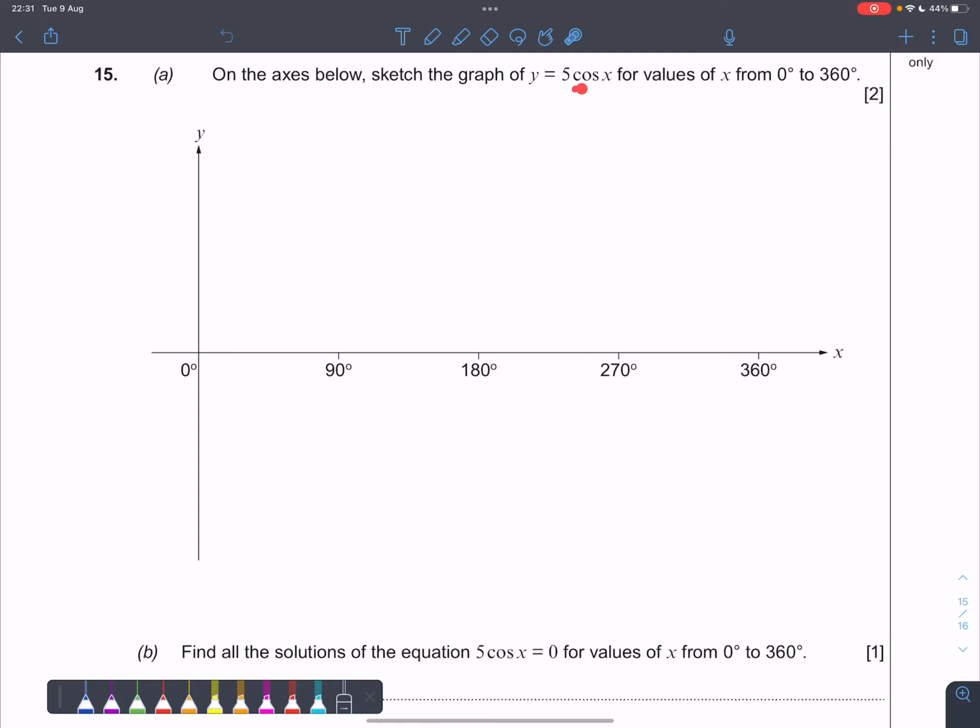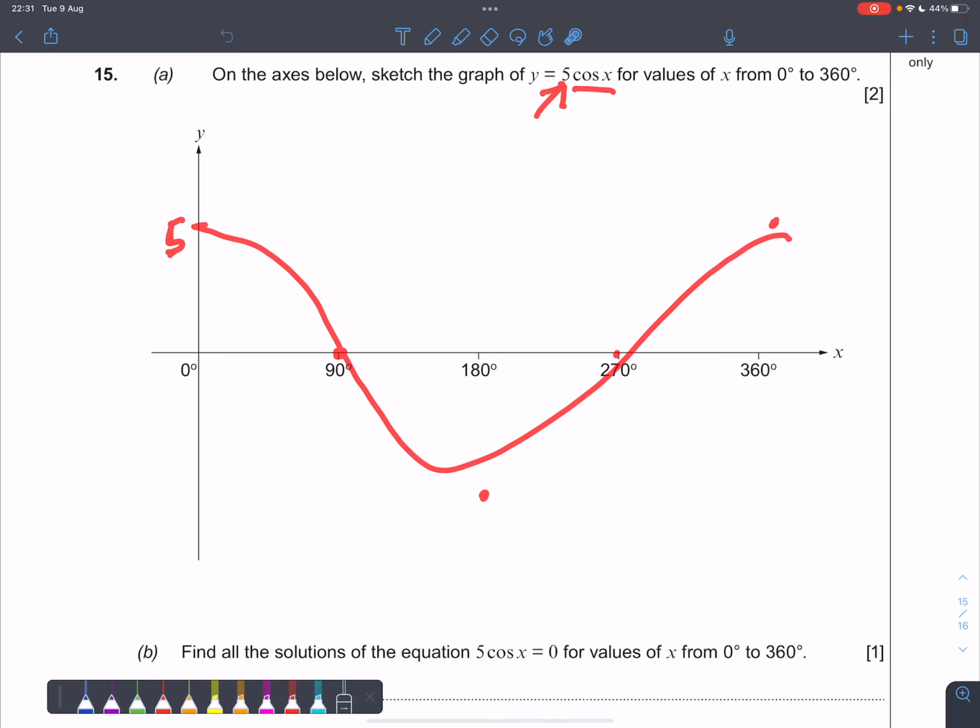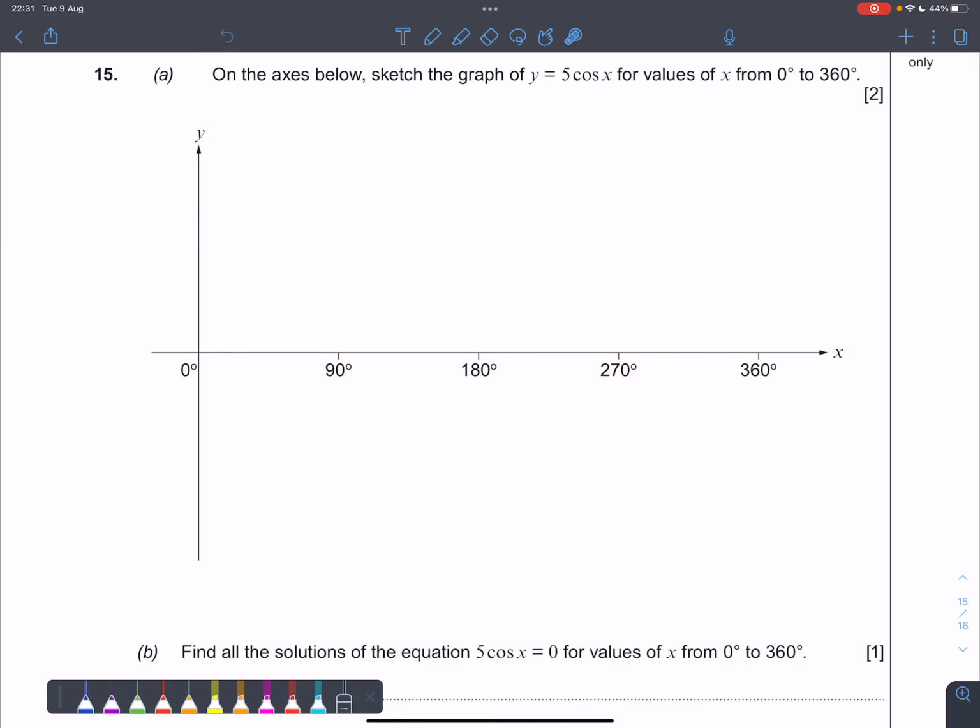Either you know what the graph of cos x looks like, which starts at 1 and then goes to 0, -1, 0, 1, and you have the curve that goes through, and then we know that this 5 is a vertical stretch, so all the y values are going to get multiplied by 5, so this is now going to be up to 5 and down to -5. Or you can just use your calculator and substitute in these x values that are suggested on the graph.